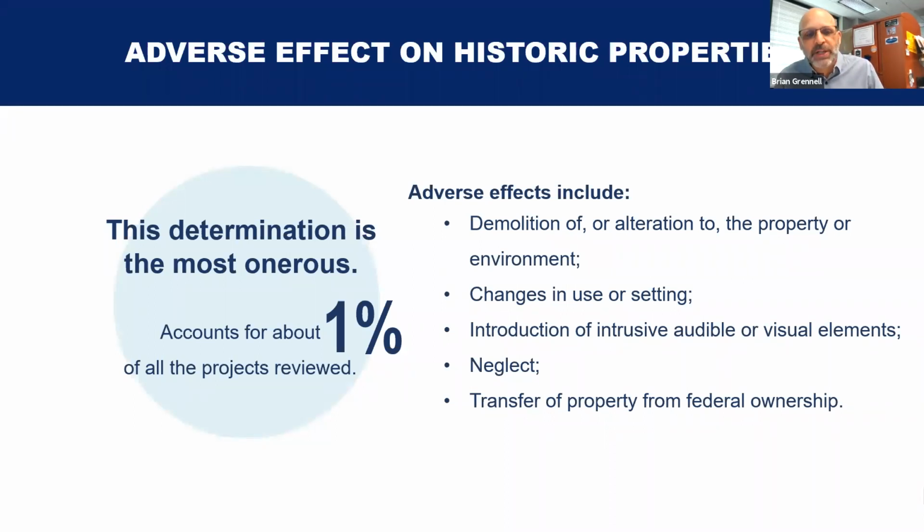They think, well, I'm not going to be touching that building. No, but are you going to be making changes that might impact the character, the setting, visually, visual intrusion, anything like that. Also, neglect is another adverse effect as well, and that typically refers to federal properties, properties in federal ownership. And same thing with transfer of property from federal ownership, because once it's taken out of federal ownership, then it loses its automatic protection under a federal agency.